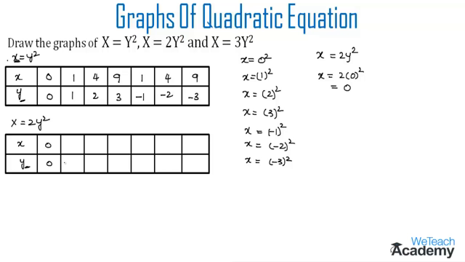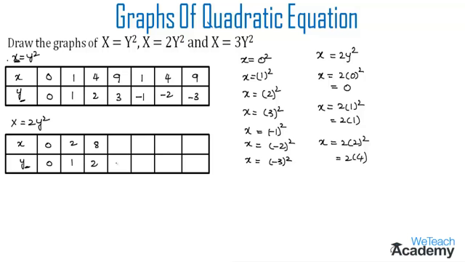Then if we take the y value as 1, we get x is equal to 2 into 1 whole square. That implies 2 into 1. So we get 2 one time as 2 as the value of x. And if we assume the y value as 2, we get x is equal to 2 into 2 whole square. That implies we get 2 into 4. On multiplying 2 and 4, we get 8. So let us write 8 over here.